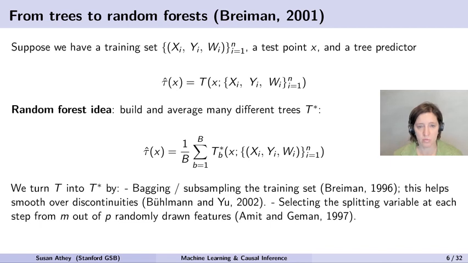Now, how do we turn a single tree predictor into having lots of different trees? Well, there's a variety of ways. One is bagging or subsampling the training set. This is helpful for smoothing over discontinuities. So when we have a single tree, remember that, if X is near the boundary, then the estimate for the treatment effect for X can change discontinuously if we change X across the boundary. Now, the literature has tried both bagging and subsampling. We're going to focus on subsampling because that's going to give us nicer statistical properties.